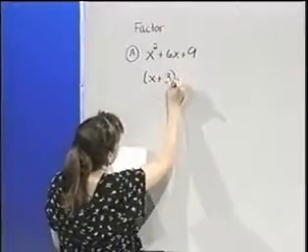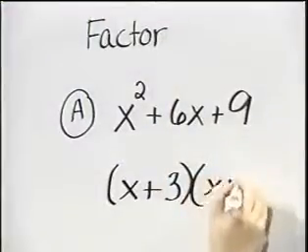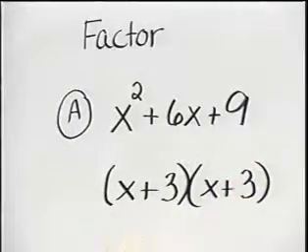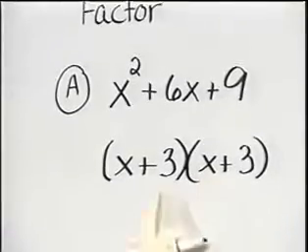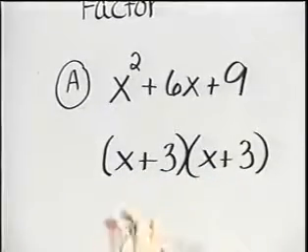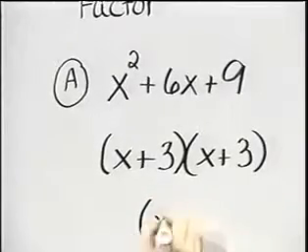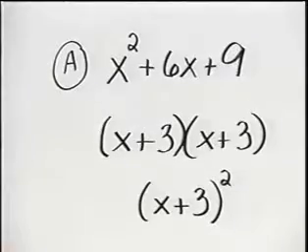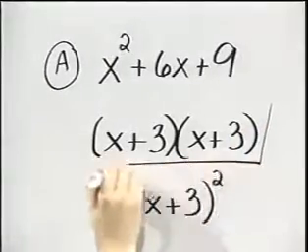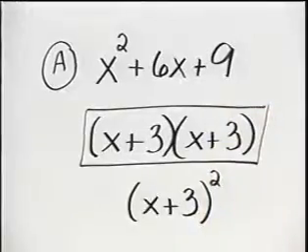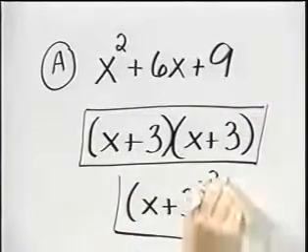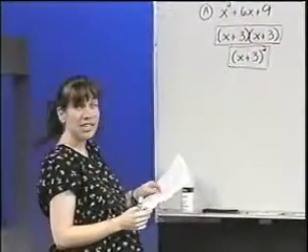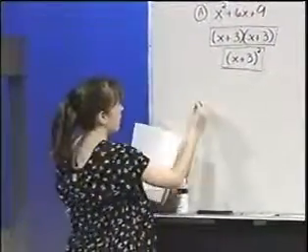In fact, 3 times 3 is 9, 3 plus 3 is 6, and so I can factor this as x plus 3 times x plus 3, and if you notice, you have a double pair. X plus 3 is written twice, so you can also write that x plus 3 squared. So you can either write it x plus 3 times x plus 3, or you can write it as x plus 3 squared. Okay, let's look at the next example now. Let's look at example B.